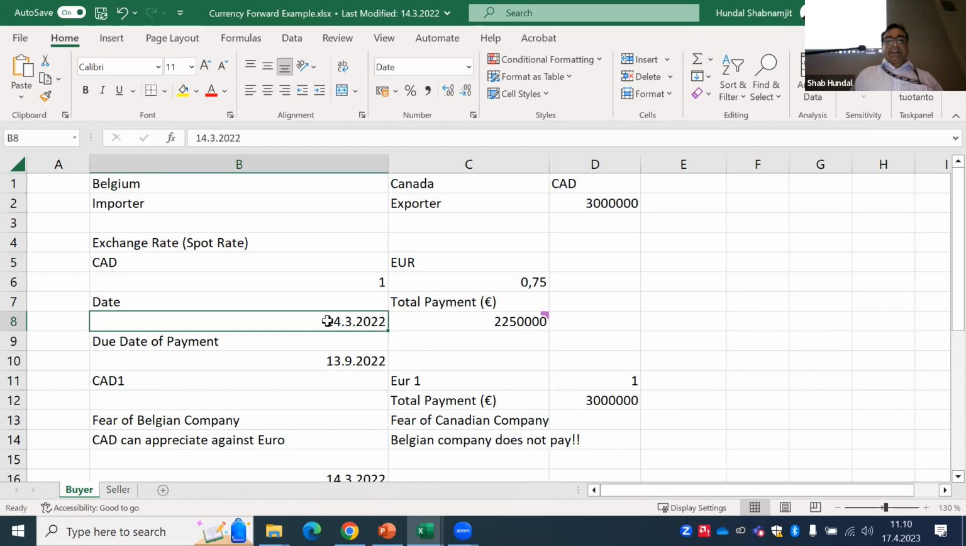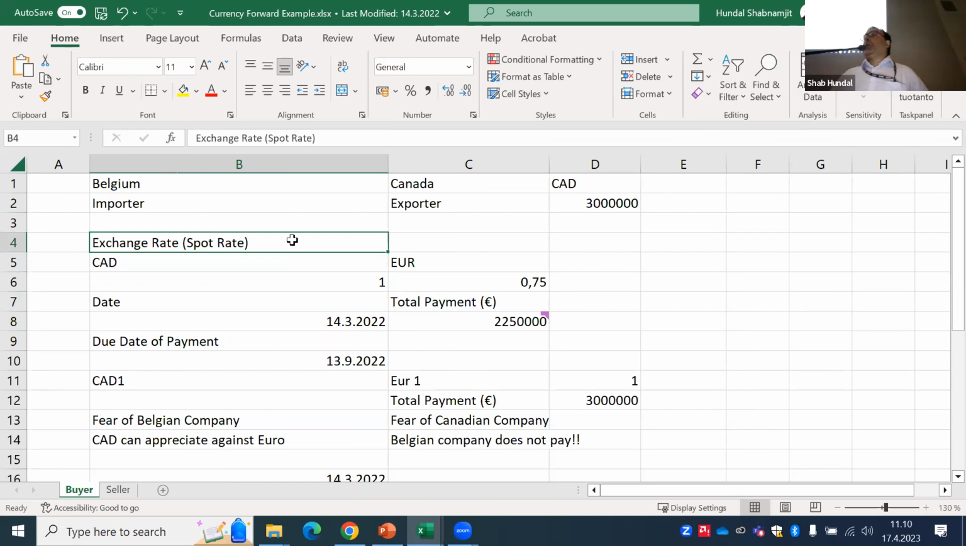Actually, this is last year's example. So I think when I took this example, that was 14th of March, right? And the payment is due on, let's say, 30th of September. You can ignore the year, or I can change it later on when I send you the new version of the file.